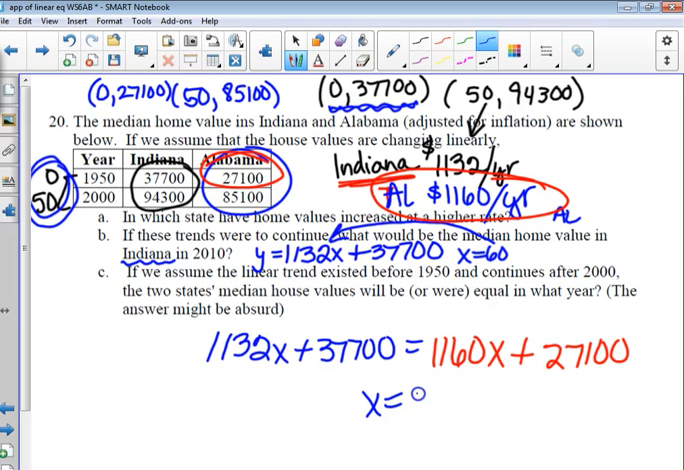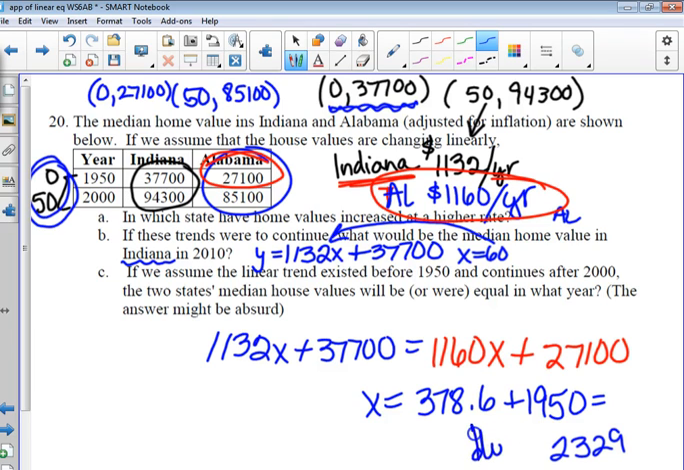What? And then you have to add that to 1950? Yikes. So what year did we get? 23, how much? So yeah, this would be by this year, which is a long way in the future before those two would be equal.